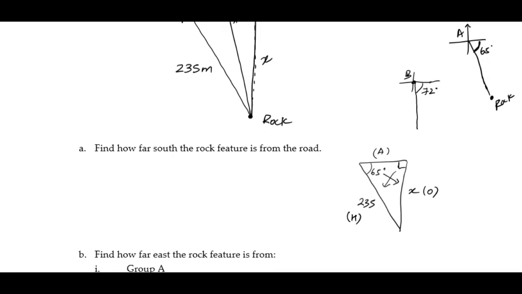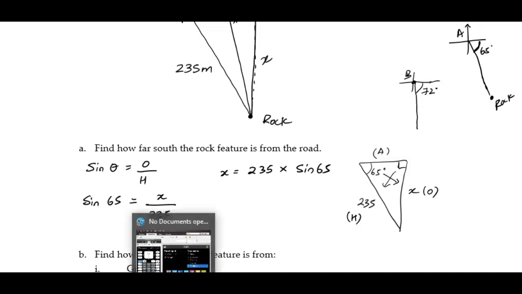So sine theta, so I'm going to write that down. Sine theta equals opposite over hypotenuse. Substituting values, so sine 65 equals X over 235. Right, multiplying both sides by 235 gives us X is equal to 235 times sine 65. So I'm going to put that into my calculator now.